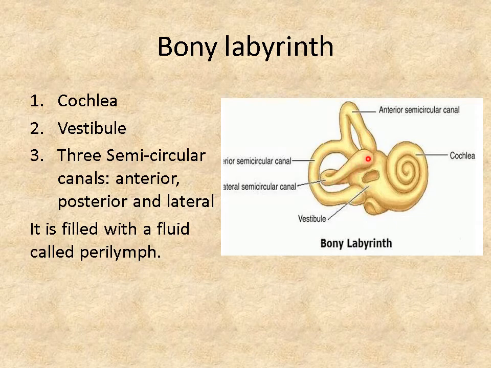Each of them has two openings in the vestibule, except for the anterior and posterior canals. They form a common crus and open with one opening. So instead of having 6 openings in the vestibule, we have only 5 because of the common crus between the anterior and the posterior semicircular canals.